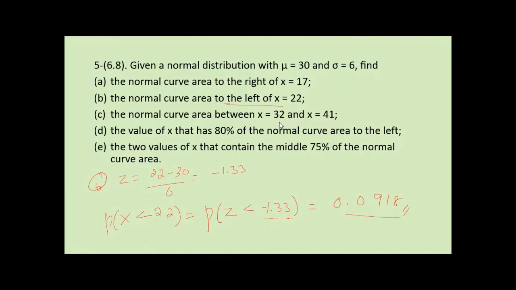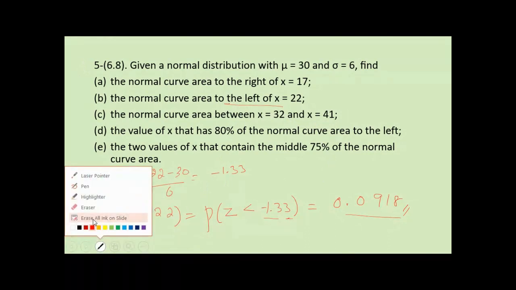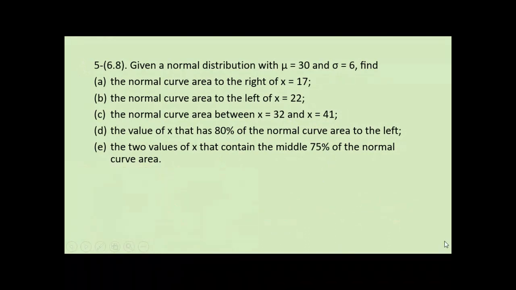Normal area between two different values of x. Problem C, let's start. When x is 32, what is it? Problem number C we are solving. X is 32 gives z equal to 32 minus 30 over 6, which is 2 over 6, 0.33. So this is the first z value, z1 we call it.